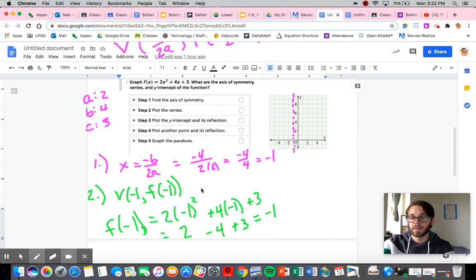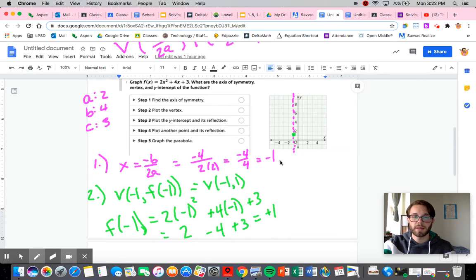All right, so we end up in a situation where we have the vertex being -1, +1. All right, so I go there, 1. And that makes sense. It should be on our axis of symmetry, as we stated from before.